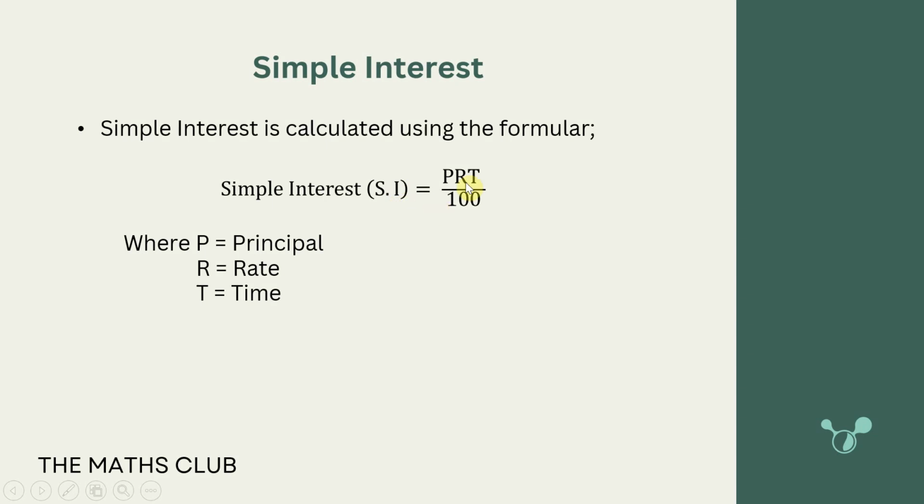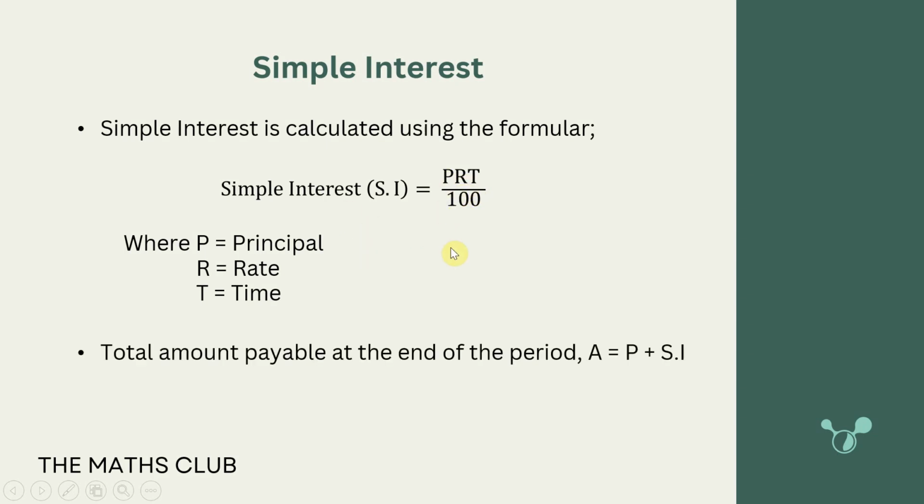That simple interest is just the principal times the rate times the time divided by 100. Simple and short. P is the principal, R is the rate, and T is the time. Now, if I want to know the total amount payable at the end of the period, that will be the principal, which was the initial investment, plus the simple interest. That's how much you pay at the end of the period.